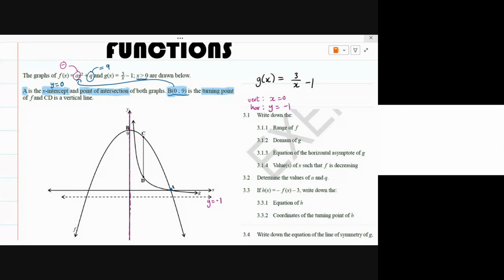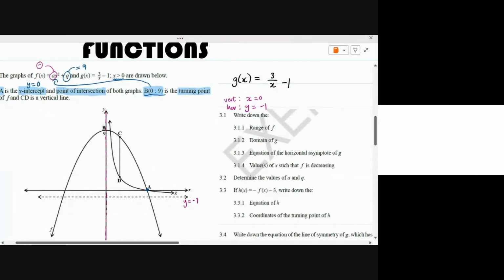Okay, shall we have a look at the questions? Let's start with the easy questions. It says here, write down the range of f, the domain of g, and the equation of the horizontal asymptote of g. We've already done it because we've analyzed what we have. And then it says the values of x such that f is decreasing. We'll chat about 3.1.4 in just a little bit.